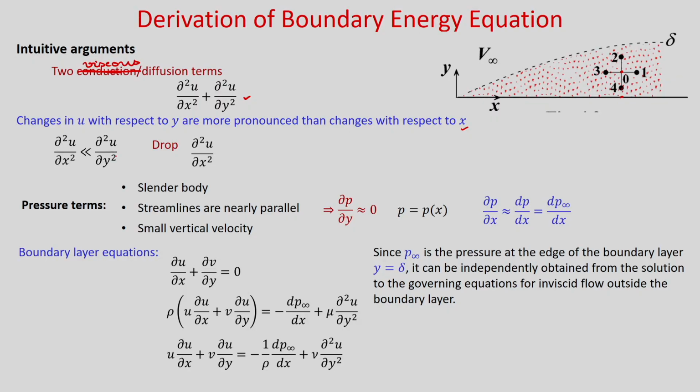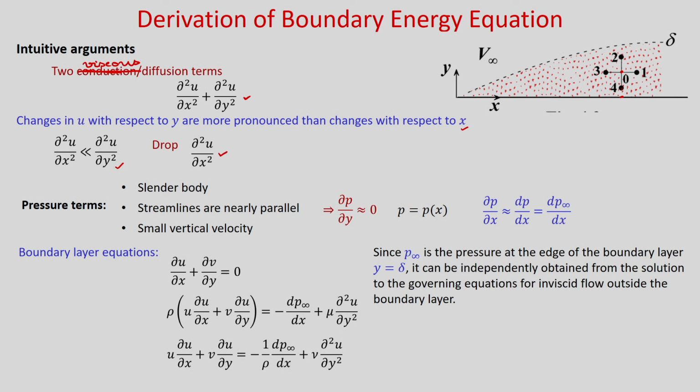Considering that, del 2 u by del x square will be much less than del 2 u by del y square, and you can drop the term del 2 u by del x square from the momentum equation. Now, what about the pressure terms?